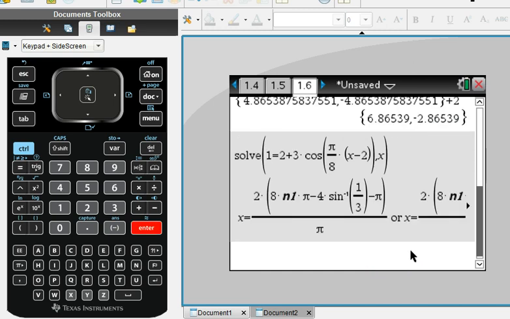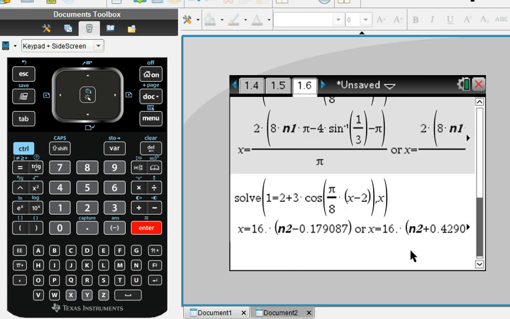And if you push enter, first of all, you get this crazy thing if you don't push control enter. Let me do control enter. There we go. We get this thing. X equals 16 times n2 minus 0.179087, or x equals 16 times n2 plus 0.4209.